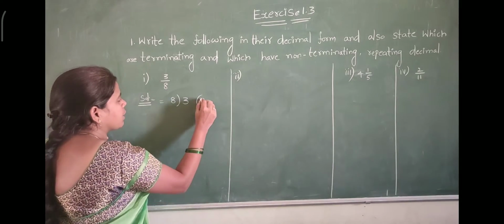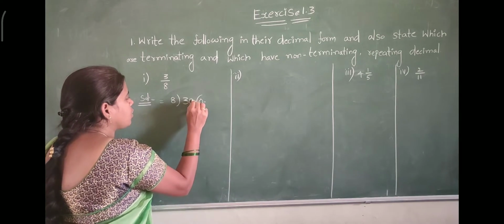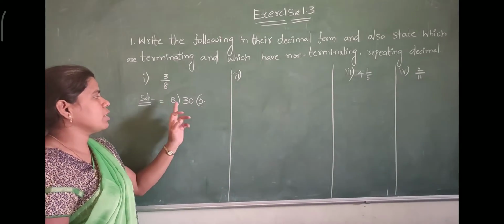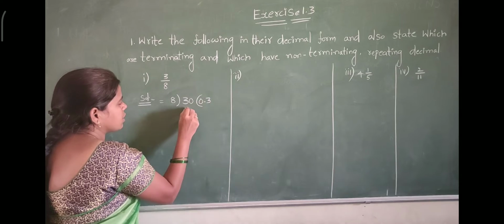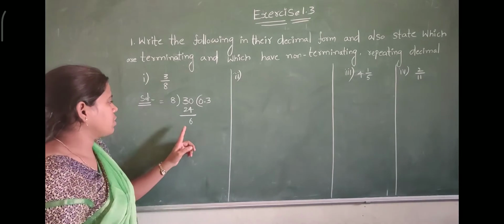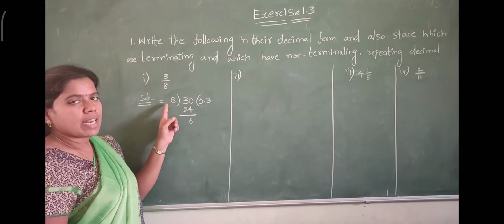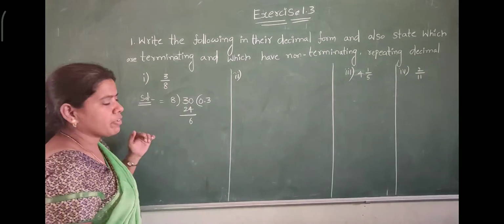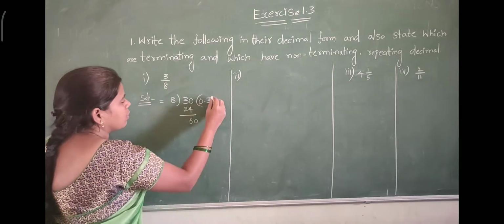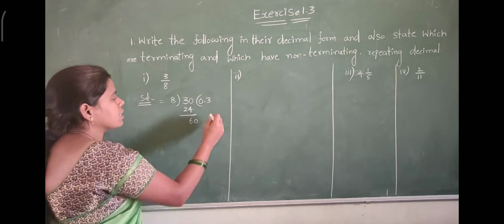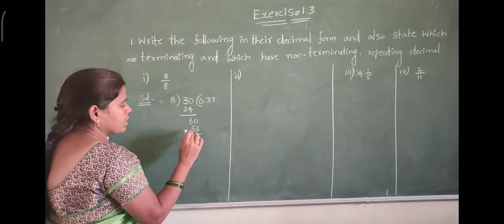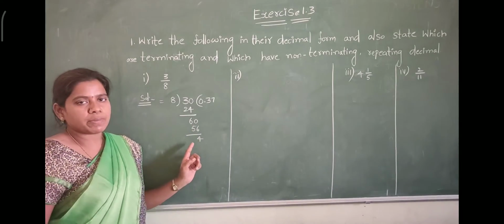That's why we have to keep a decimal point and we can keep 0 here. We have to recall the table. 8 1s are 8, 8 2s are 16, 8 3s are 24. 10 minus 4, 6. 6 is also less than 8. We can't divide 6 by 8, so we keep 0. Again recall the table, 8 7s are 56. 60 minus 56, 4. Again observe this 4.